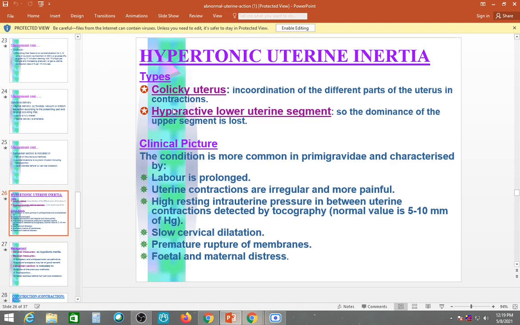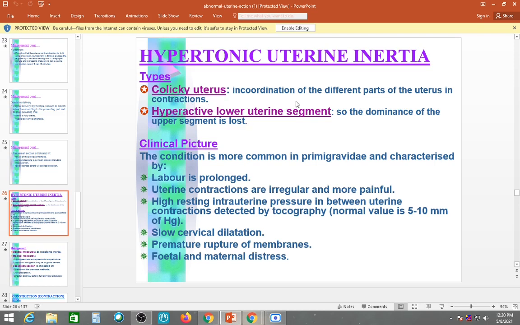So let's see the types a little bit. In this hypertonic uterine contraction or inertia, one type is called colicky uterus. This colicky comes from the words colicky pain. This is the pain experienced by the mother during contractions. It is very sensitive and painful, even to touch the upper abdomen of the mother. So what is this colicky uterus?